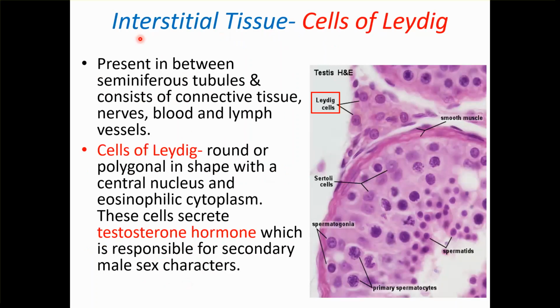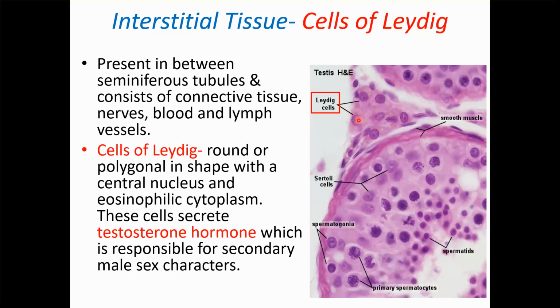Now, the interstitial tissue contains the cells of Leydig. So remember the contents of the testis. We said the section contains the spermatogenic cells and the interstitial tissue. It is present in between the seminiferous tubules and consists of connective tissue, nerves, blood, and lymph vessels. So you can see that this is the interstitial tissue, and here is a part of the seminiferous tubule which you are seeing here. You can see another seminiferous tubule over here.